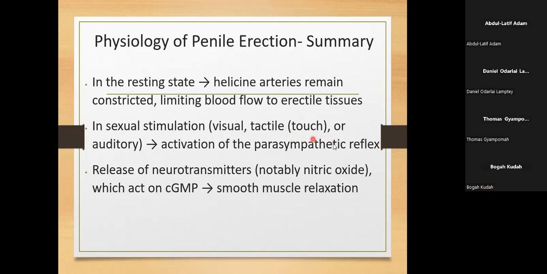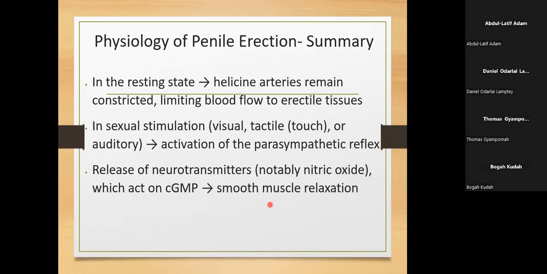So here we are saying that the sexual stimulation will activate the parasympathetic reflex, or the pathway. The parasympathetic pathway will also now cause nitric oxide to be released as a neurotransmitter. This is a major key neurotransmitter. What is nitric oxide? Nitric oxide will now act on cGMP, cyclic guanosine monophosphate, and it is this one which will act on the smooth muscles, to cause the smooth muscles to relax. And here we are talking about the smooth muscles within the penis.